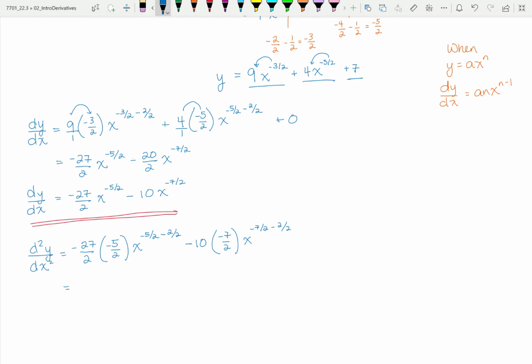Cleaning this up, I'm going to multiply my numerators. Negative 27 times negative 5 gives me positive 135. Also have to multiply my denominators over 4. X to the power of, now I'm going to add these fractions, negative 5 halves minus 2 halves. I have negative 7 halves. And over here I'm going to simplify this fraction. First, 10 gets divided by 2 to give me 5. And then I have negative 5 times negative 7, or plus 35. X to the power of negative 7 halves minus 2 halves gives me negative 9 halves. And that is my second derivative.